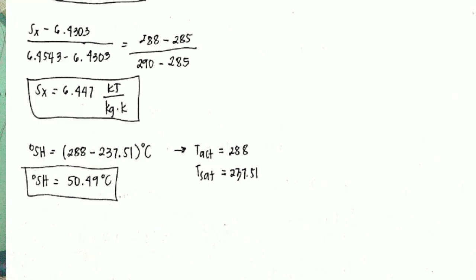So now for the superheated: in getting the superheated, since we used table 3, the actual is compared to TSAT. Superheated is equal to T-act minus TSAT in degrees Celsius. Our T-act is 288 degrees Celsius minus the TSAT of 237.51 degrees Celsius. Now we can get the superheated value of 50.49 degrees Celsius. And that is right. So we are done with our fifth condition.